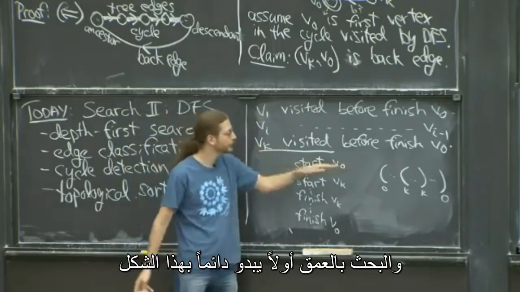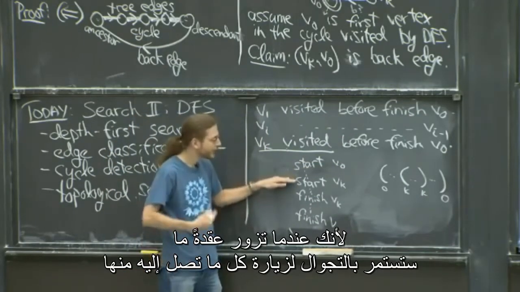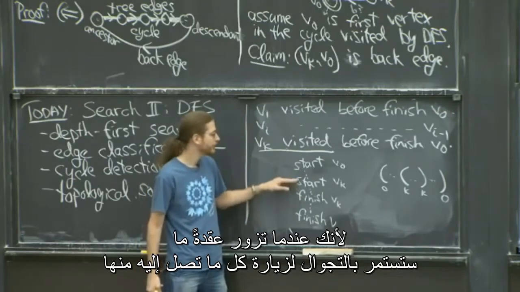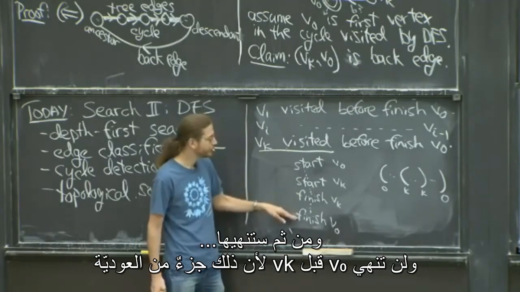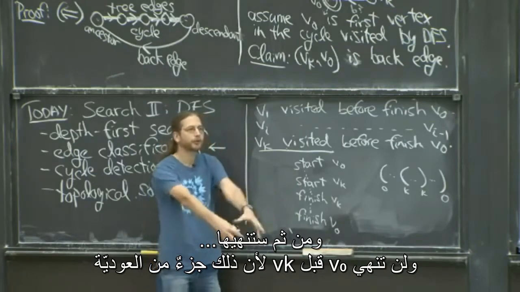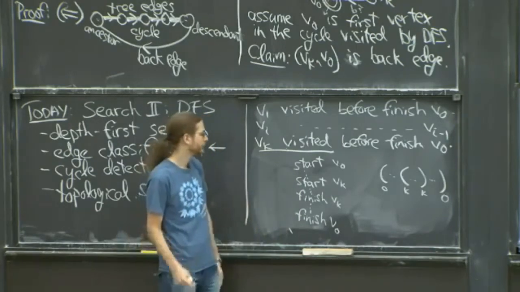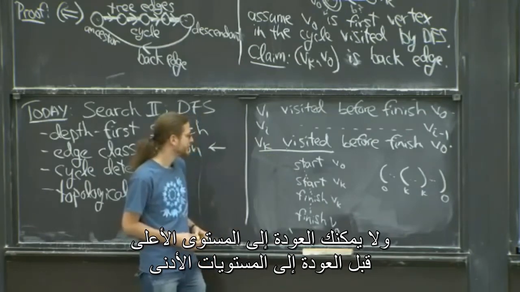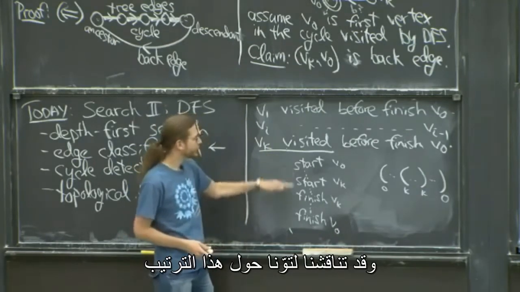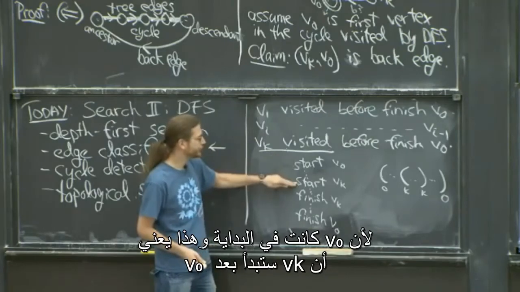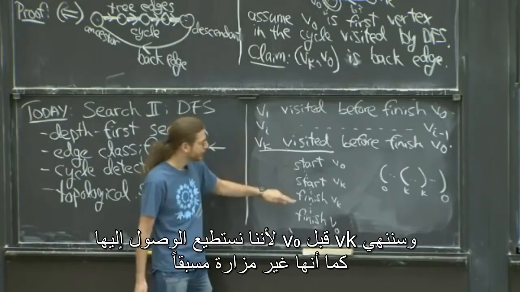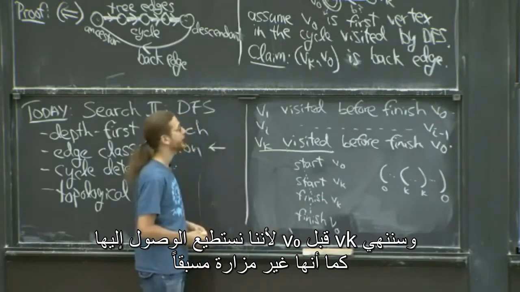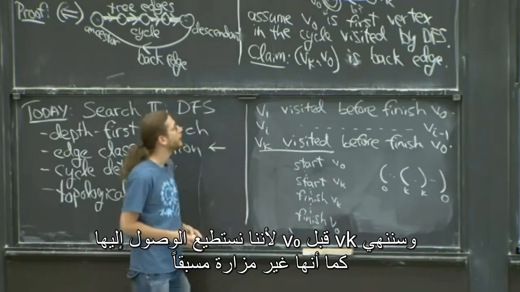Depth first search always looks like that, because once you start a vertex, you keep chugging until you've visited all the things reachable from it. Then you finish it. You won't finish v0 before you finish vk, because it's part of the recursion. You can't return at a higher level before you return at the lower levels. So what we've just argued is that the order is like this, because v0 was first, so vk starts after v0. And also, we're going to finish vk before we finish v0, because it's reachable and hasn't been visited before.